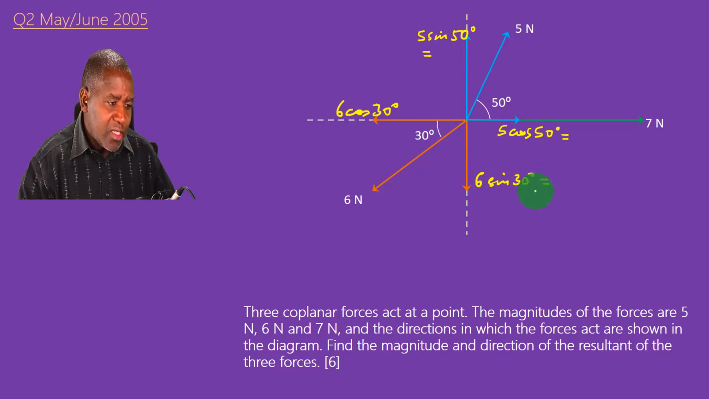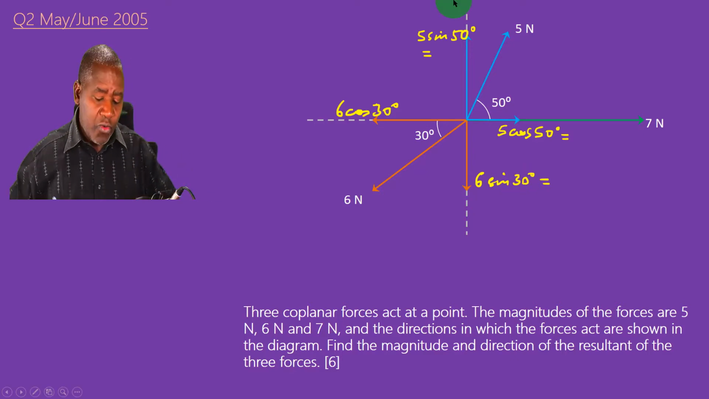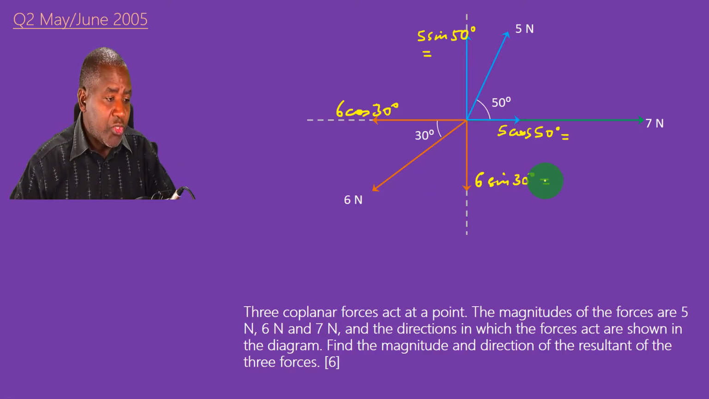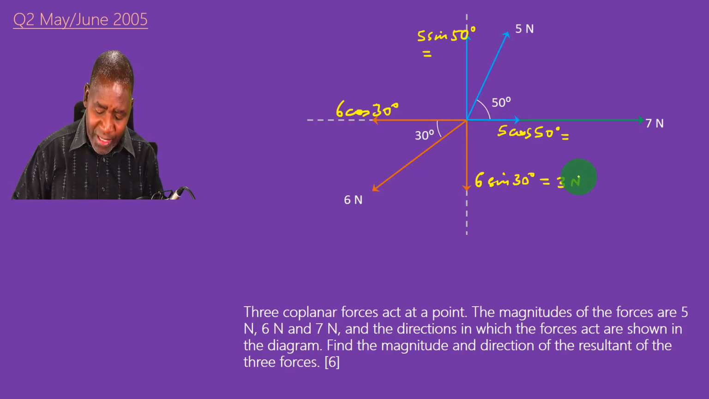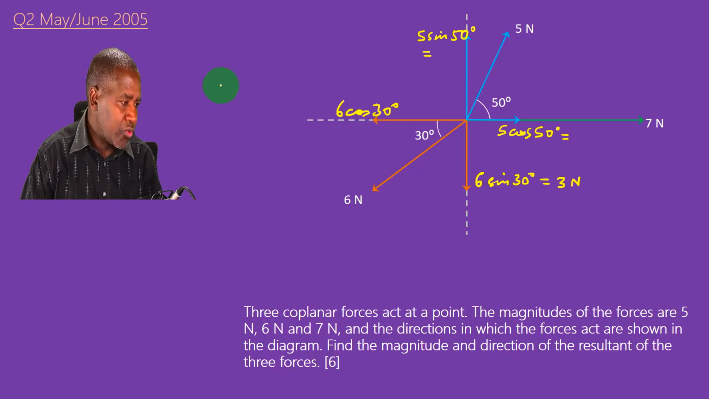After using these trigonometrical ratios for quite some time, you should bear in mind that sine 30 is usually 0.5. So 0.5 of 6 is just 3 newtons. So there is no problem with that. However, let's go ahead and get 6 cos of 30. 5.196. We can say it is 5.20.